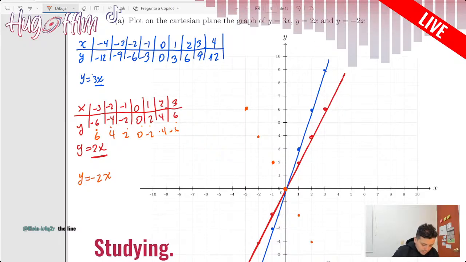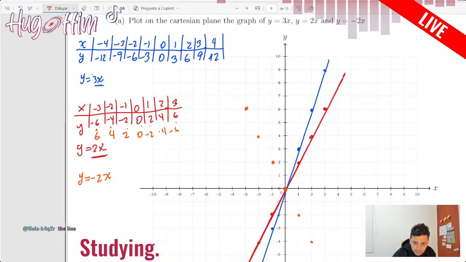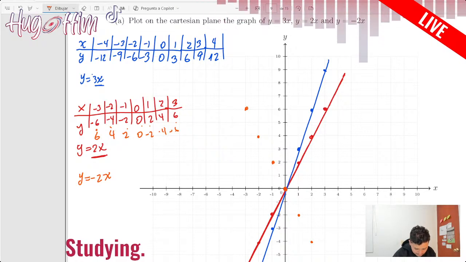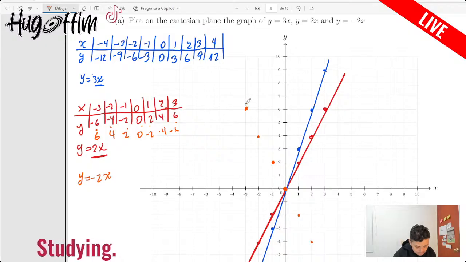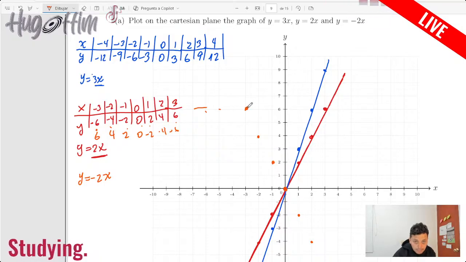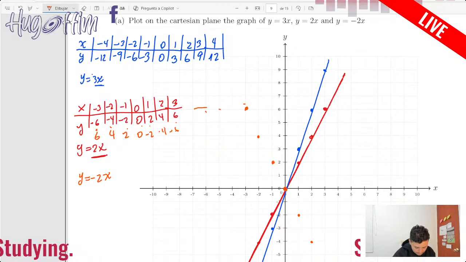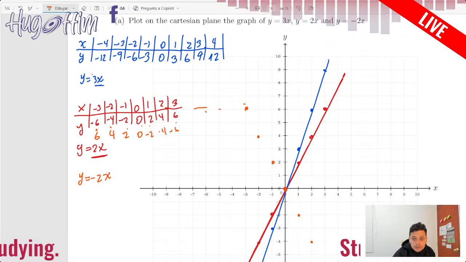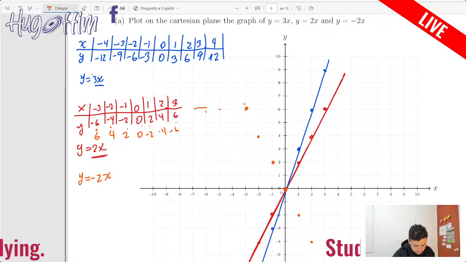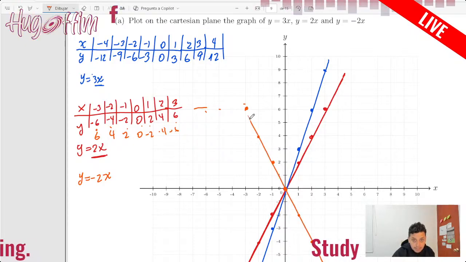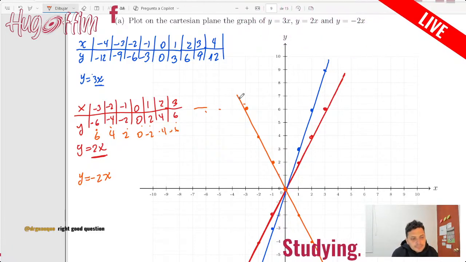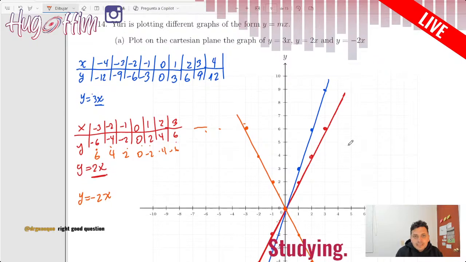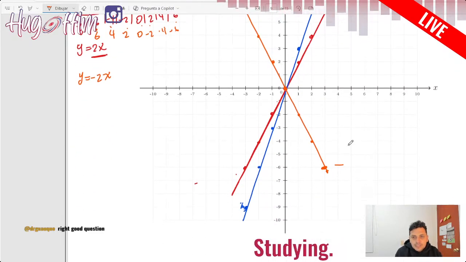So now you just need to do the graph. Okay, something like that. Here you have your 3 graphs. Now I already have the 3 lines plotted on the Cartesian plane. I already put them. Good.